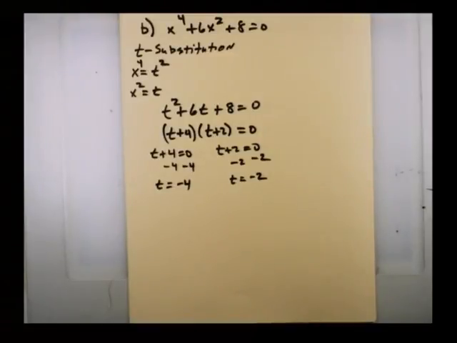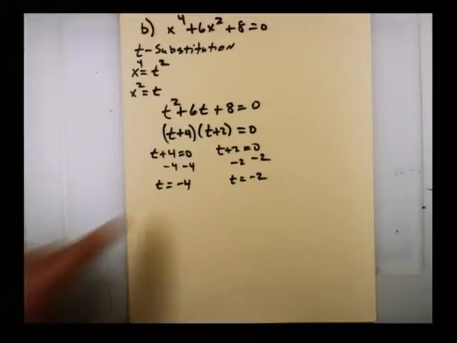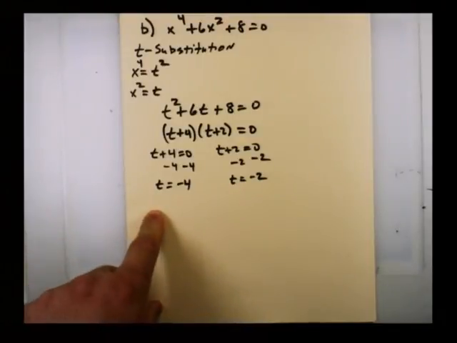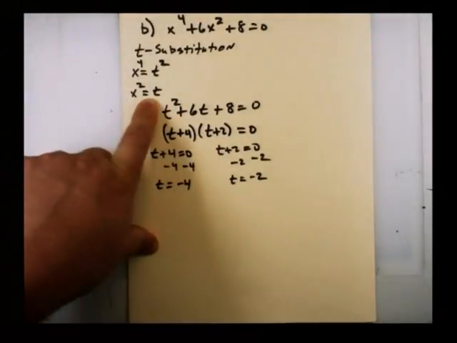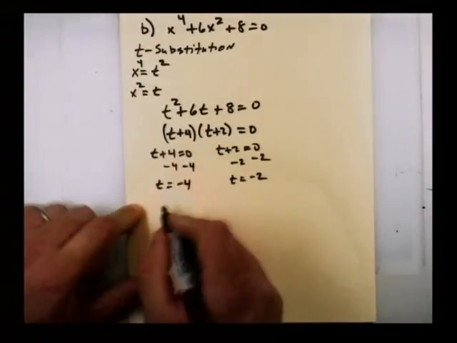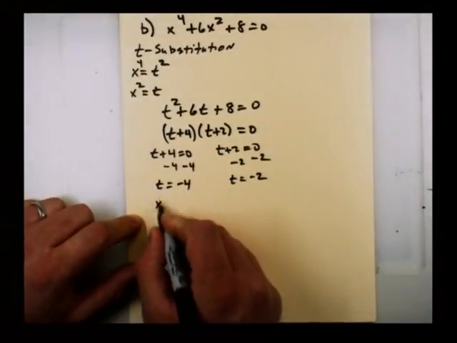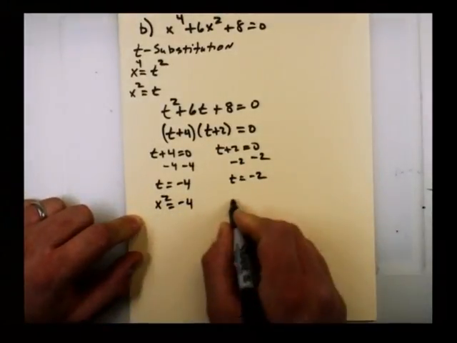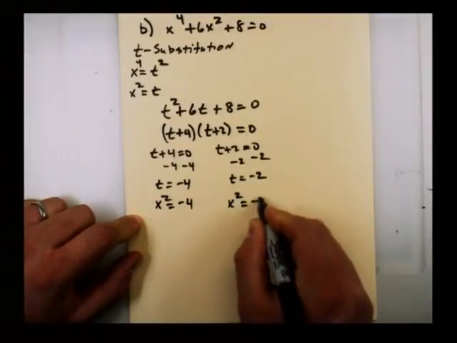However, the original question was in terms of what? That's right, it's in terms of x. So we actually have to go back and ruin some people's day, go back to the original problem. We're not solving for t here, we're solving for x. That's what we want to get out. So plug that back in. We get x squared is equal to negative 4. We get x squared is equal to negative 2.